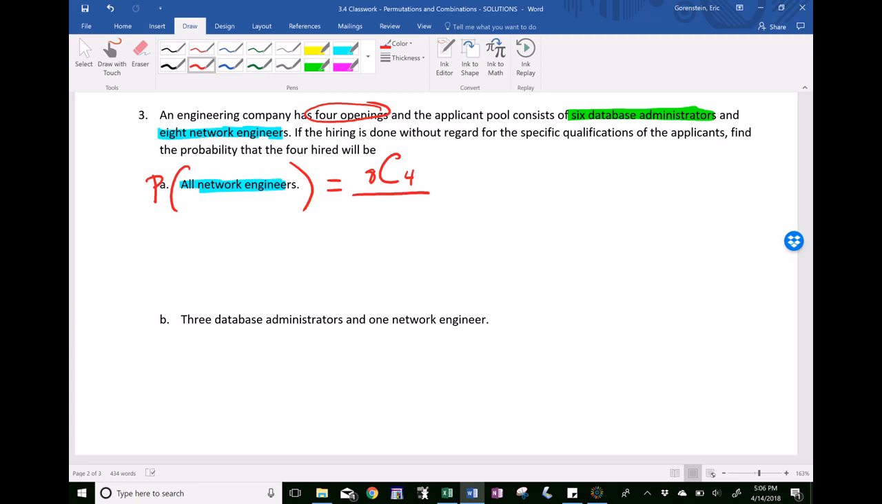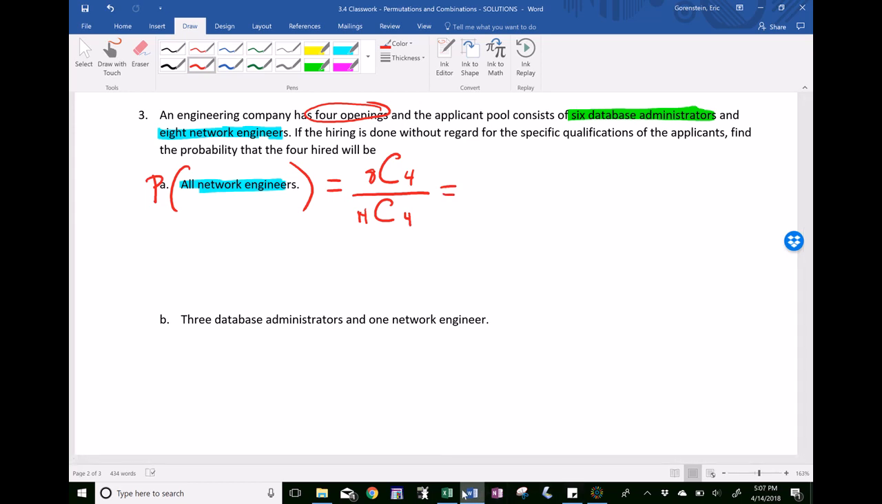And divided by the total number of ways this procedure can happen, or the total number of ways we could pick 4 people out of all the possible options. We have 6 database administrators, 8 network engineers, so that's 14 people in total. So of those 14, how many ways can we choose 4? No repeats, order doesn't matter.